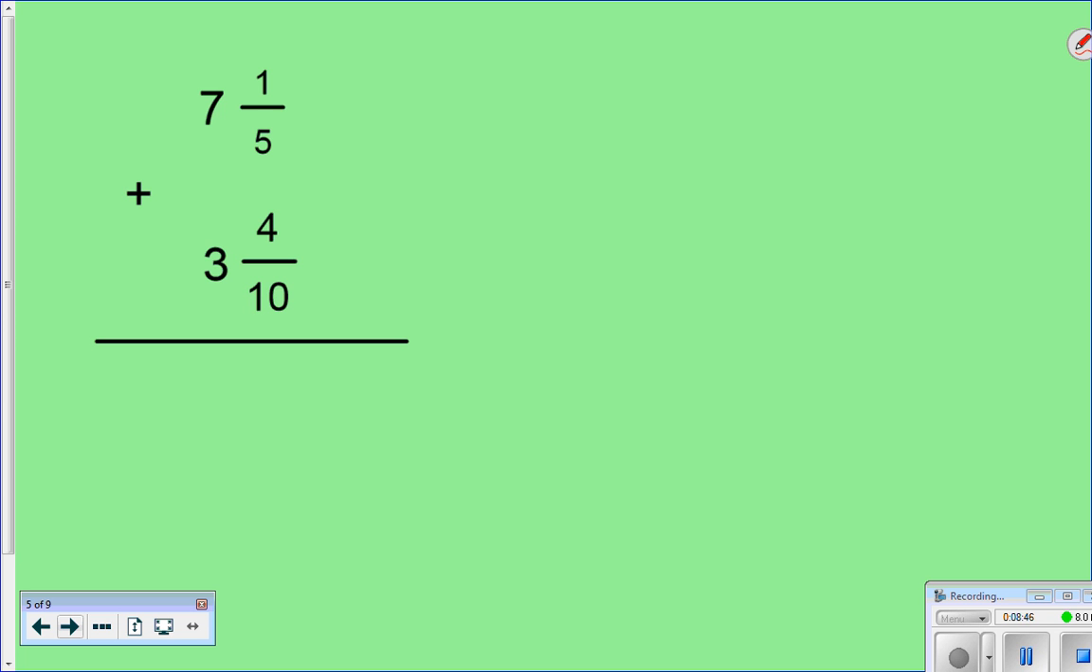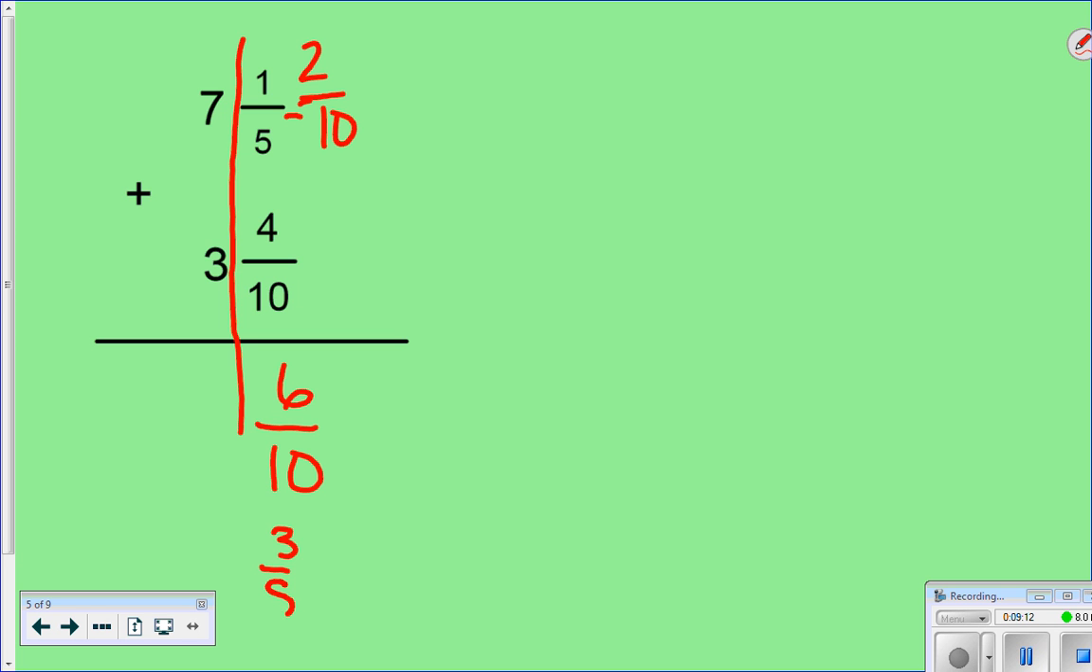So first thing we're going to do, let's just draw a line. Because I'm going to focus on this side first. So 1/5 needs to be in the same denominator as 10. So let's make that 10. Now let's add them together. So 2 plus 4 is 6 over 10. Can I reduce? Yeah, by 2. So it'll be 3/5. Now let's add this side together.